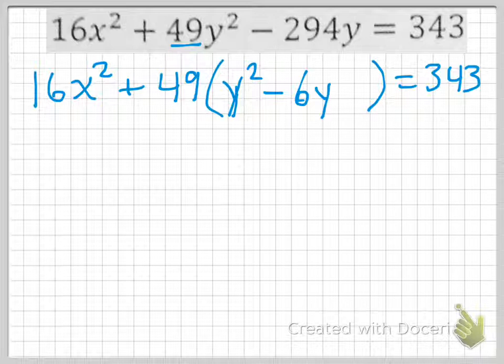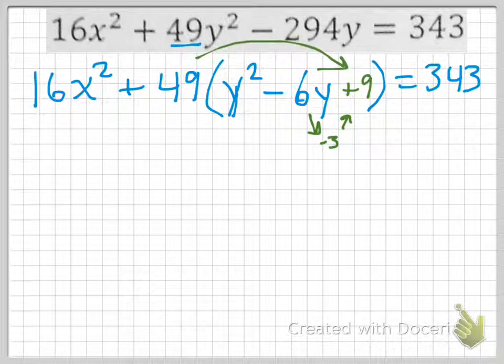Okay, so now completing the square, we take half of that negative linear y term and square it. Okay, add 9 inside the parentheses. And we want to add 9 to the right side, except that we didn't just add 9, we added 49 times 9. So 49 times 9 is 441, so that's what we want to add to the right side of the equation, because essentially that's what we added to the left side, 49 nines.